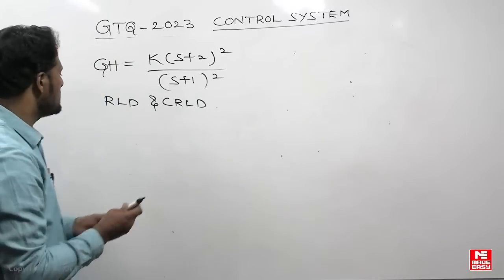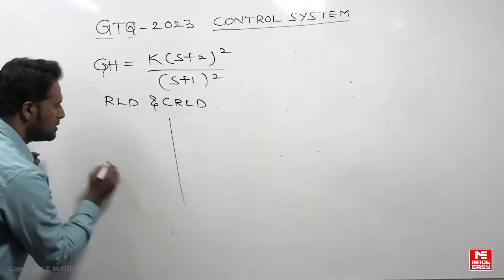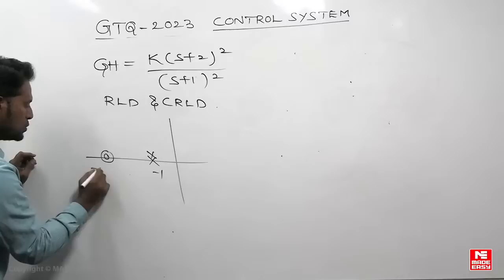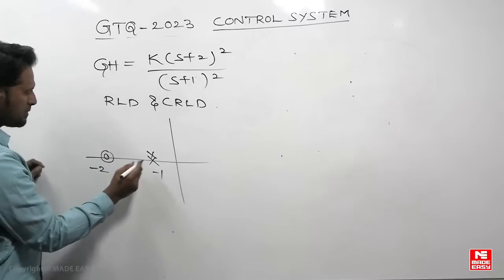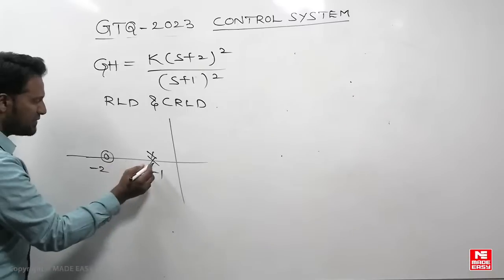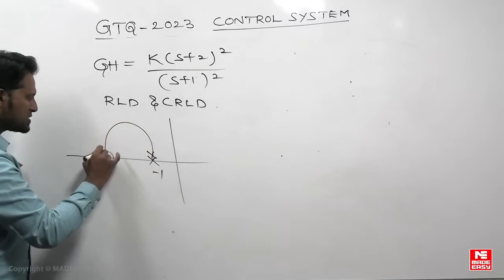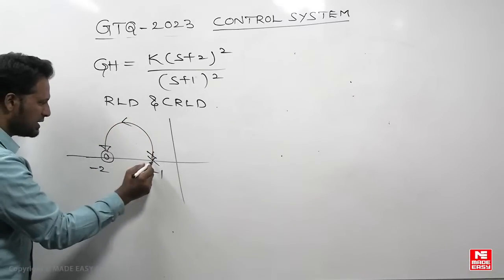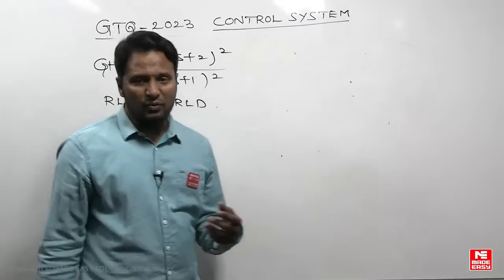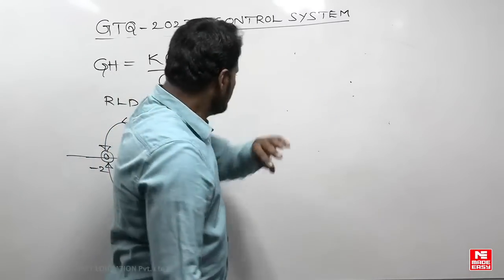Yeah, that's a simple question. You see, this system has got two poles here, two zeros here. Root locus does not exist anywhere on the real axis, departs with a 90 degree, arrives with a 90 degree, departs with a 270 degree, arrives with a 270 degree. You know all the formulas of root locus properties.